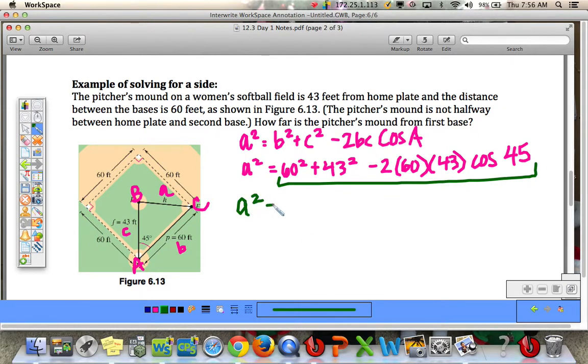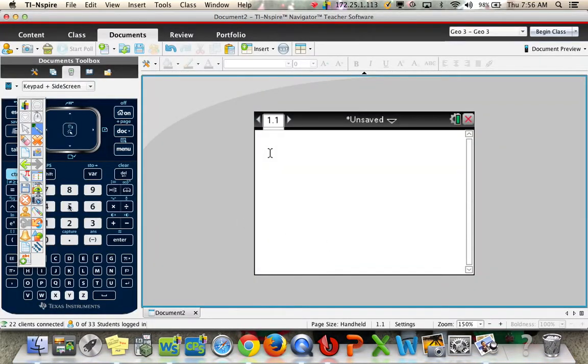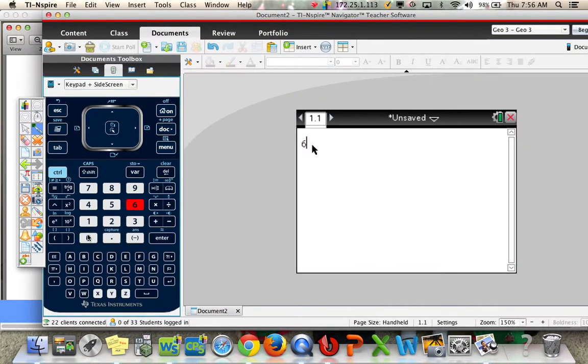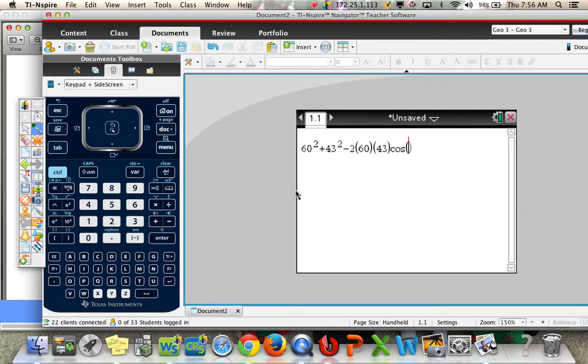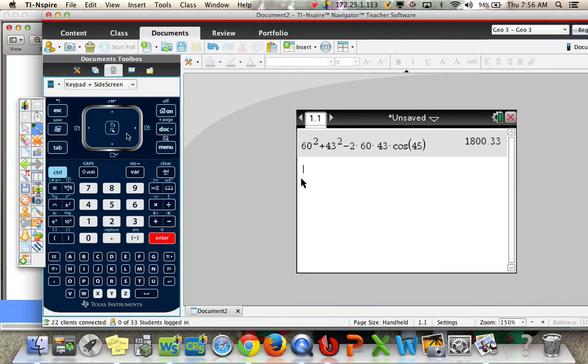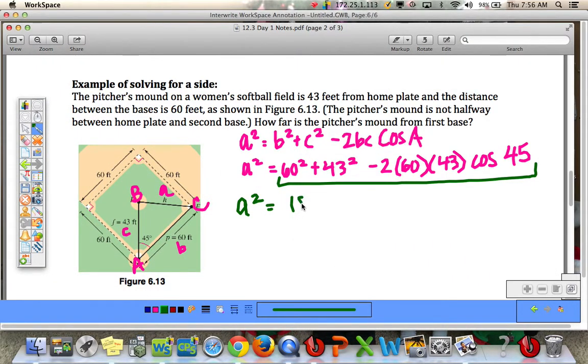And we'll get A squared equals some number, so let's try typing that in. So again, it's 60 squared plus 43 squared minus 2 times 60 times 43 times the cosine of 45. Hit enter. All right, so there it is, 1800.33. And then we're going to take the square root of that to get A by itself.